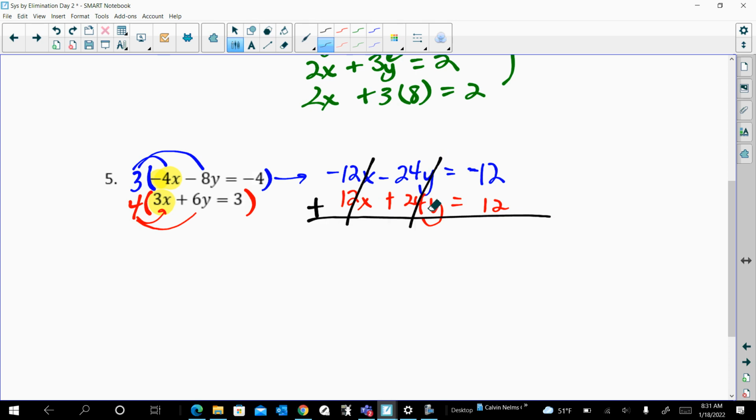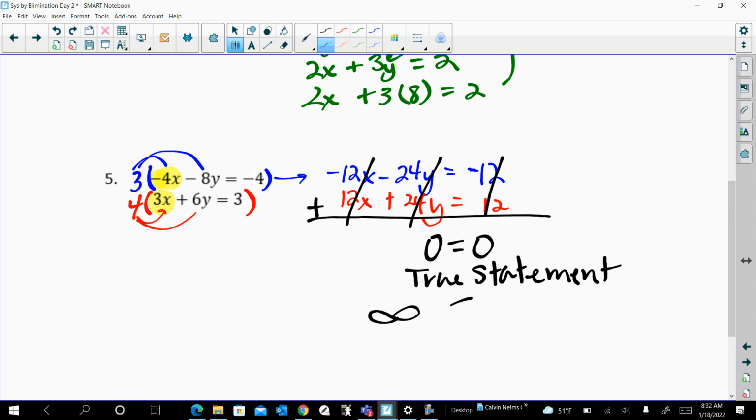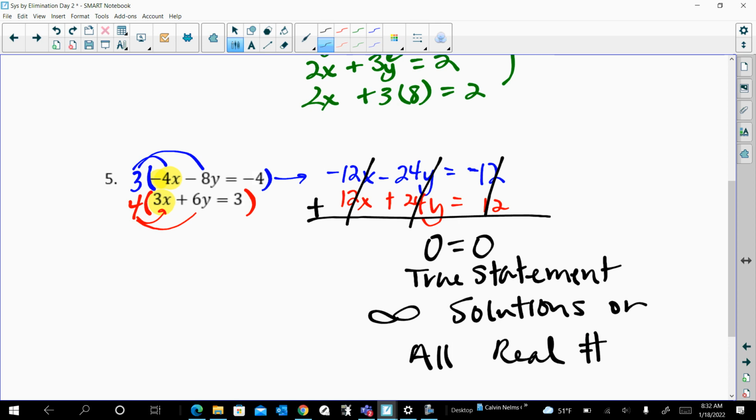Cancel, right? Okay. Yeah, we just get 0 equals 0, which is true. So what is our solution here? True statement. But what's our solution? Real. Yeah, infinite. Yeah, our real numbers. We have infinite solutions, or we can say all real numbers. Okay.